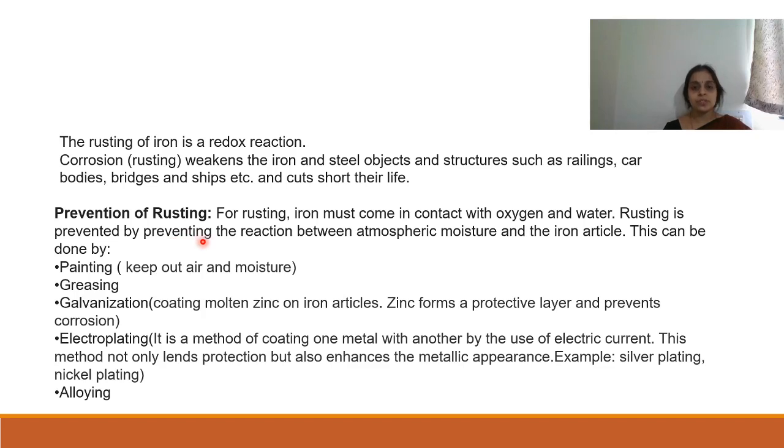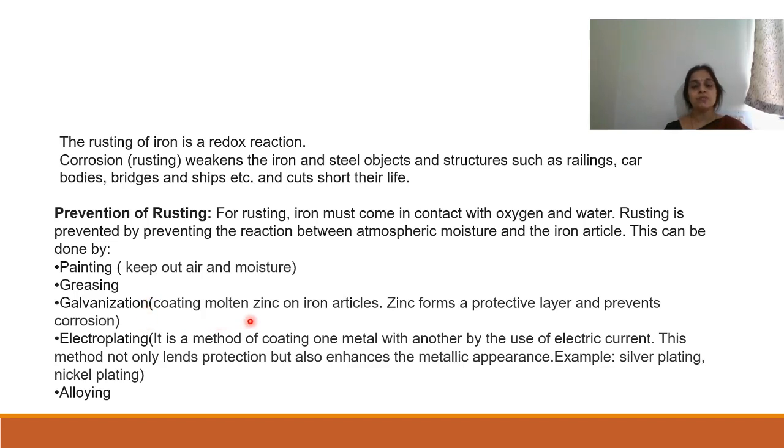So, how do you prevent rusting? For rusting to happen, iron must come in contact with oxygen and moisture. So, rusting is prevented by preventing the reaction between the atmospheric moisture and the iron article. How is it done? There are a few methods. The first one is painting. Painting keeps out the air and moisture. Greasing forms a barrier layer. Again, it keeps out the air and moisture.